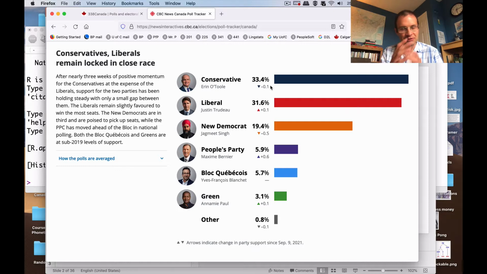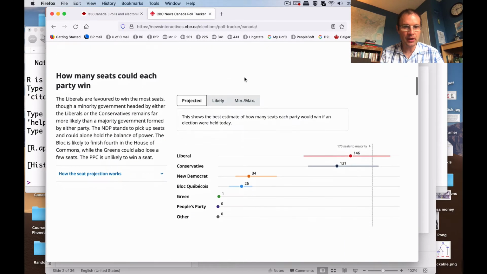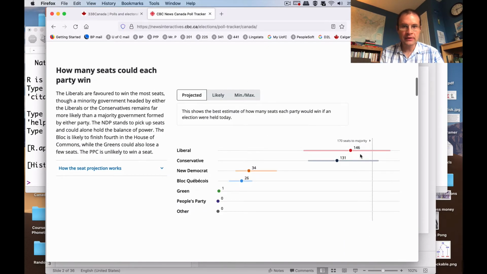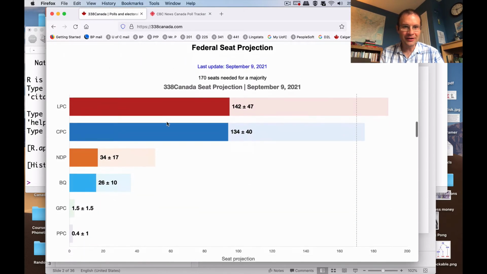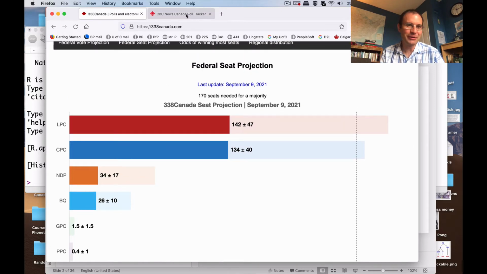They don't give you the intervals for the percentage of the vote on the CBC website, but they do give you that for the estimate of how many seats each party can win here. And there's something about that down here too. So, they're a little bit different, right? They're going to use different data sources, but generally speaking, they're in the neighborhood of each other, which is, I guess, kind of reassuring.